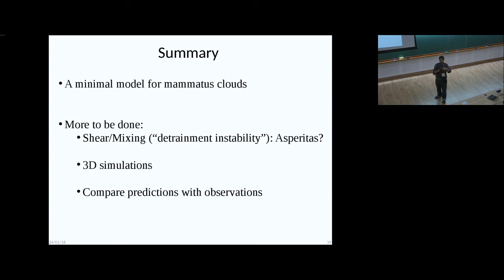Maybe adding the shear will give us, instead of Mammatus, Asperitas. We're trying 3D simulations, but haven't gotten too far with it.